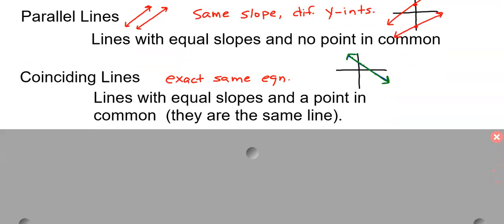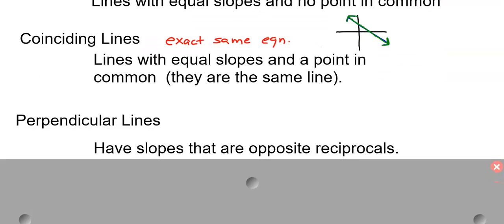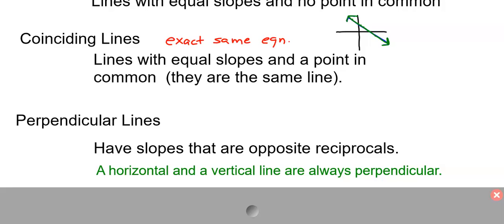Okay? And then our third term is perpendicular lines. Perpendicular lines have slopes that are both opposite and reciprocal. Okay, I'll talk about what that means in just a second. But a horizontal line and a vertical line are always perpendicular. So when you think of perpendicular lines, that's probably what you always picture in your head. Vertical line, horizontal line, they come together and they form a right angle.